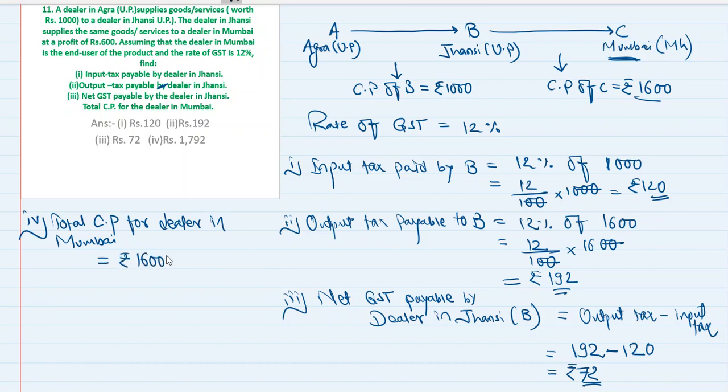rupees 1600 plus 192. 1600 is the cost price and 192 is the tax paid by the dealer in Mumbai. So this is rupees 1792. Correct? So all the answers are correct. I hope you understood the method. Let's go to the next question.